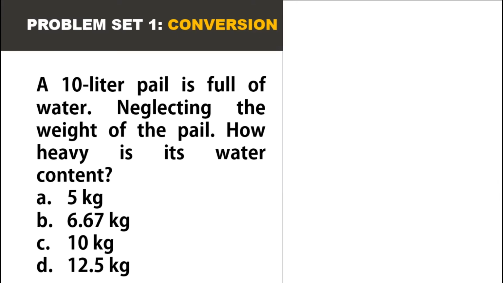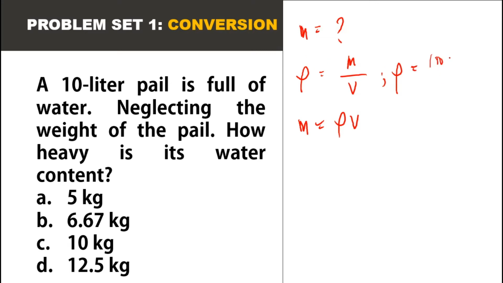A 10-liter pail is full of water. Neglecting the weight of the pail, how heavy is its water content? Given the choices, we have kilograms. So we are asked to find the mass of the water in the pail. The definition of density is the mass per unit of volume. We have the mass, that is density times volume.